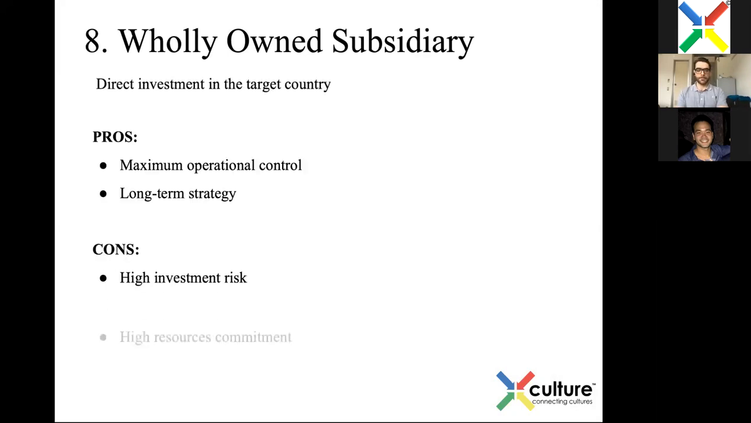The final common entry mode is wholly owned subsidiary. It is a direct investment in the target country. It will build a branch in the foreign country. The pros are maximum operation control. You're going to have access to all of the process, and it is a long-term strategy. The cons are it is a high investment risk, high resource commitment, and it is a slow entry.